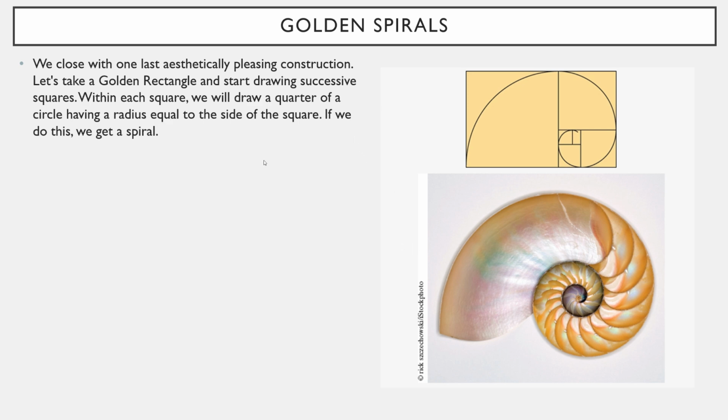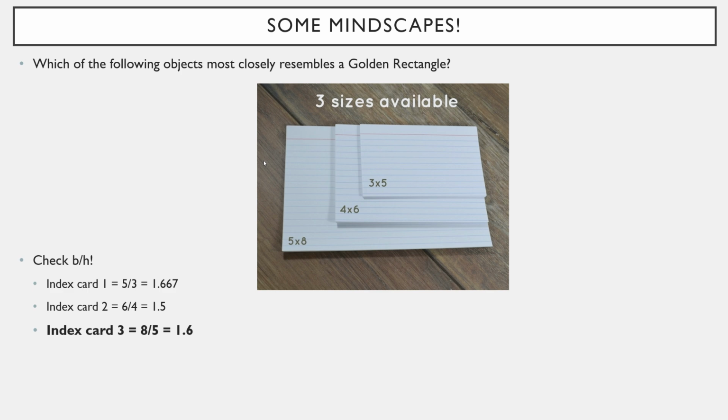Let's end by talking about one Mindscape problem. It asks: which of the following objects most closely resembles a golden rectangle? If you think about index cards, you have a 3x5 index card, a 4x6, and a 5x8 index card. If you wanted to see which one most closely resembles the golden rectangle, you'd look for the ratio of the base to the height, in which case you always put the higher number in the numerator. For the 3x5, the ratio is 1.667.